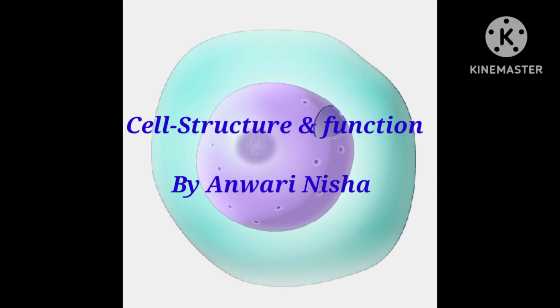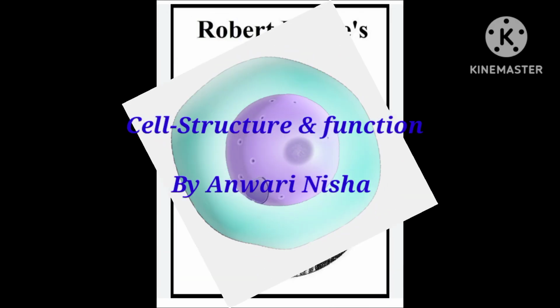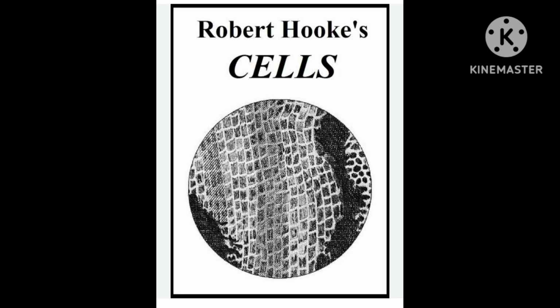Hello everyone, our today's topic is cell, its structure and function. The cell was first discovered by Robert Hooke. Robert Hooke observed slices of cork under a simple magnifying glass. He saw boxes or compartments in the cork slice, and the cork slice looked like a honeycomb. And Robert Hooke coined the term cell for each box.